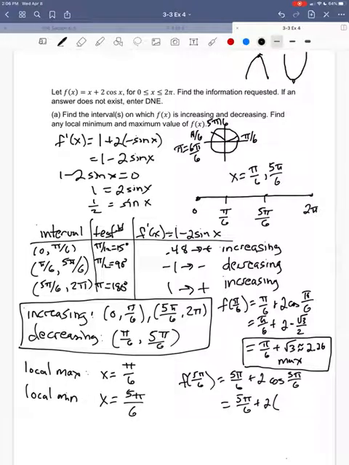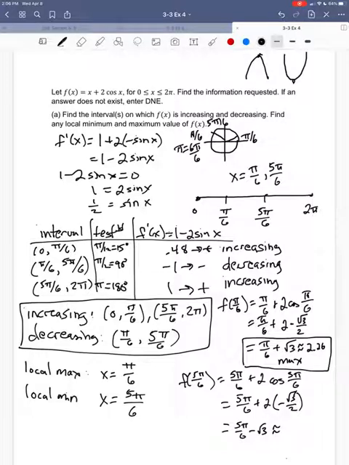Now the cosine of 5 pi over 6, 5 pi over 6 is over here. Its sine was 1/2. Its cosine is going to be the x coordinate, which would be square root of 3 over 2. But since it's in the second quadrant, it's going to be negative square root of 3 over 2. So I'm going to get 5 pi over 6 minus the square root of 3.